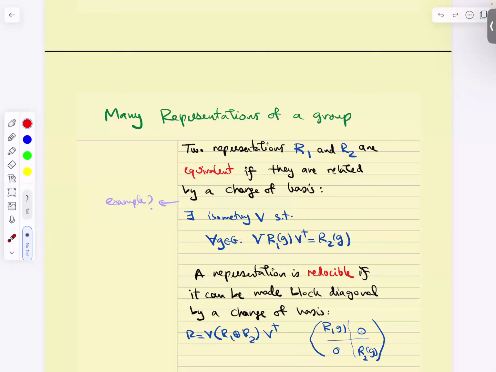A representation that cannot be written in this way is technically called indecomposable. But for the purpose of this course, indecomposable is also irreducible. So there are irreducible representations, and you don't distinguish. Irreducible representations are the building blocks of all representations.